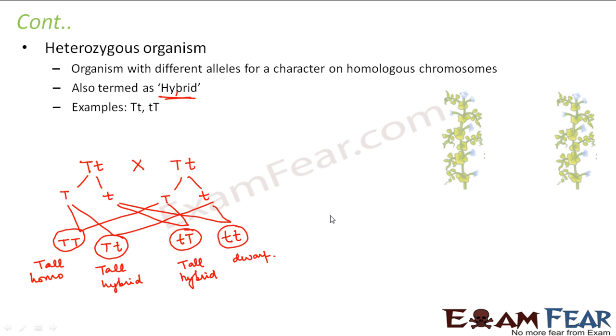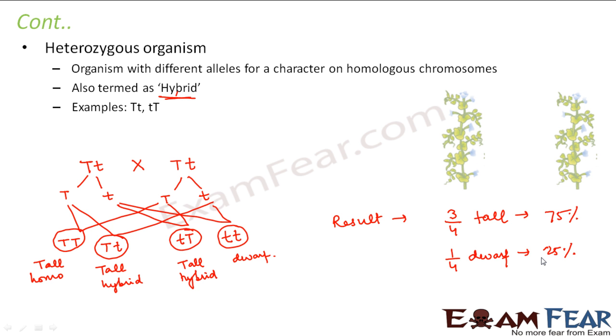So what do we see? The result is that 3 out of 4 are tall. That means 75% of them are tall. 1 out of 4 is dwarf. That is 25% of the results are dwarf, right? Okay, so this was all about homozygous and heterozygous organisms.